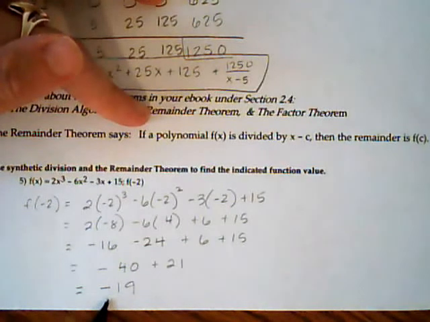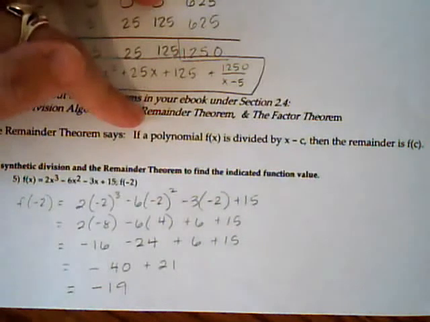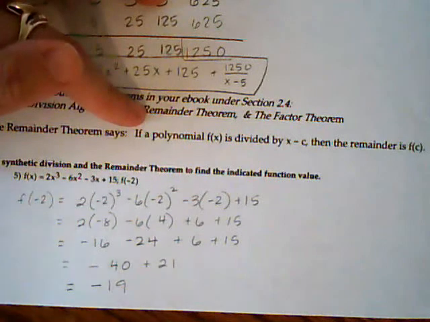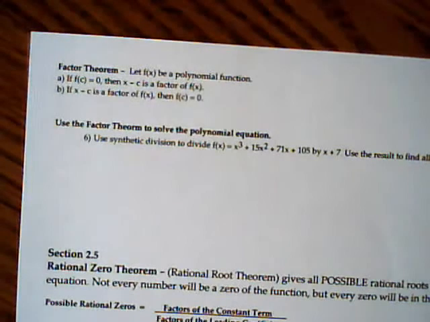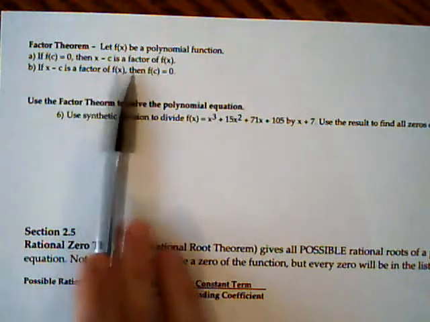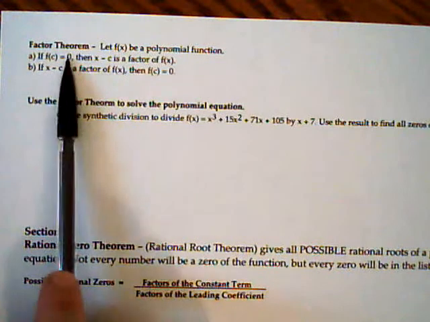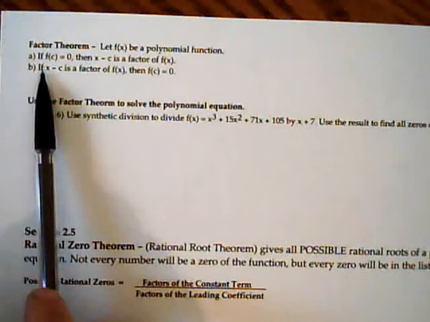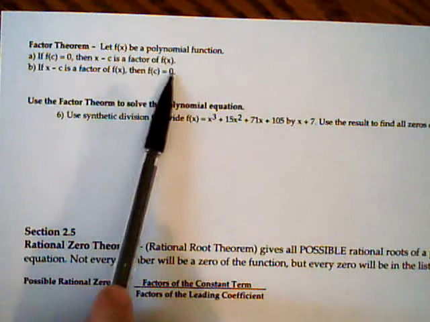Okay, if my remainder is 0, then that would let me know that x minus c is a factor of the original polynomial. That leads us to something called the factor theorem. So that's on the next page of the notes. The factor theorem says, let f of x be a polynomial function. If f at c equals 0, then x minus c is a factor of f of x. So again, this just means if you plug in and get a remainder of 0, then x minus c is a factor. And then the converse is true. If x minus c is a factor of f of x, then f at c must equal 0.